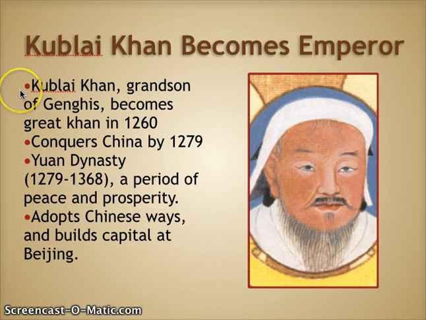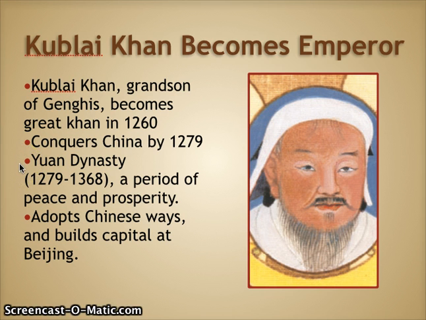He ends up becoming the Great Khan in 1260, and one of the first things that Kublai Khan does is he conquers all of China. This is a big deal. The reason why this is a big deal is that China has so far in history been very good at protecting themselves from conquerors. This is the first time that someone comes into China and is able to conquer all of China. That happens in 1279.